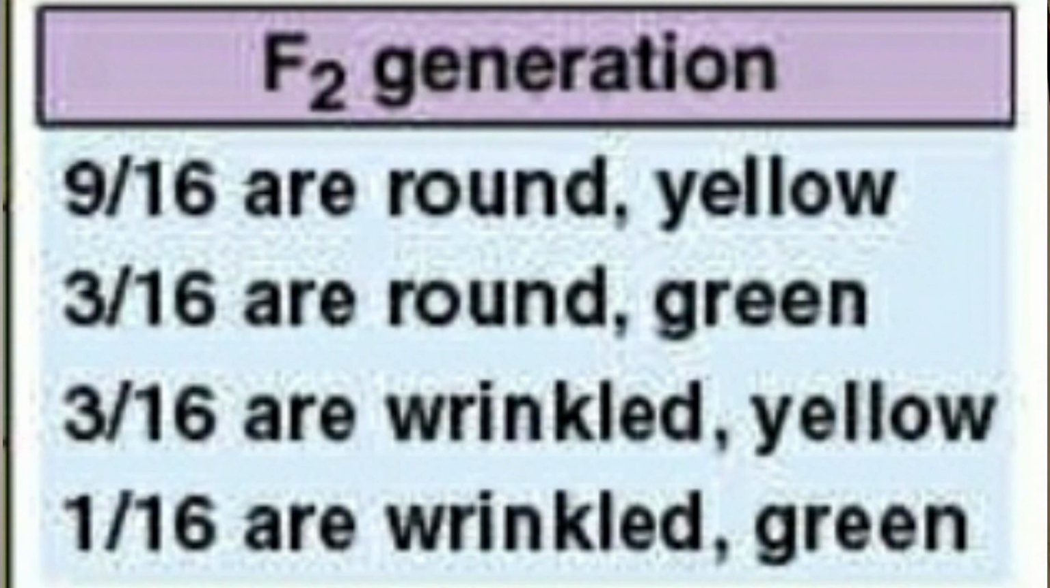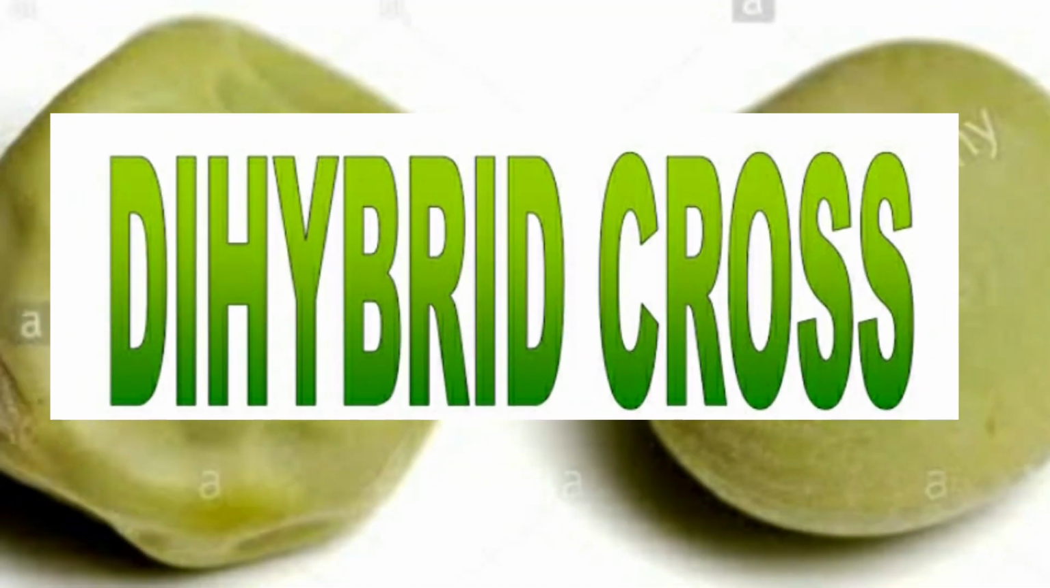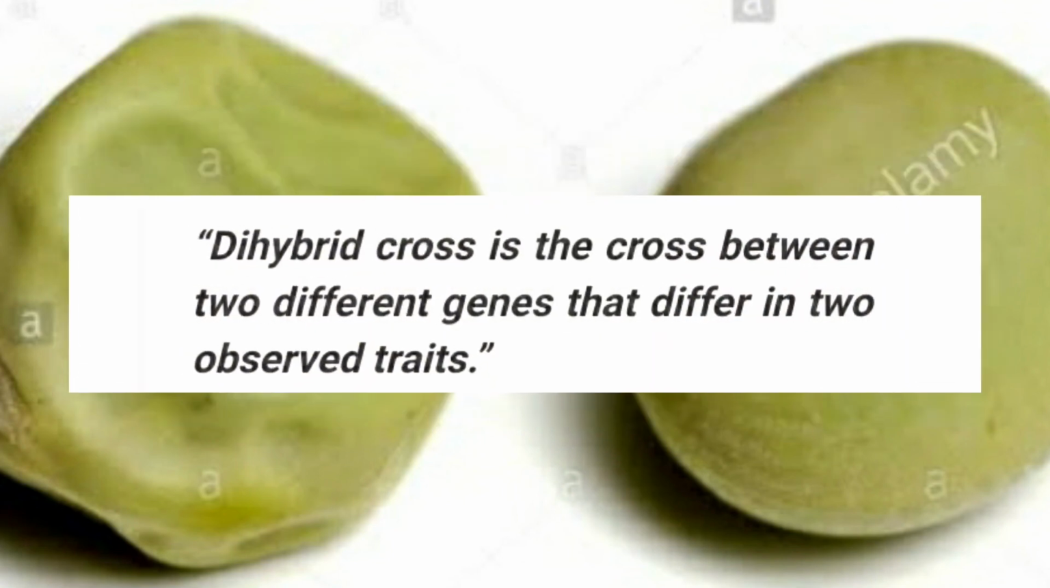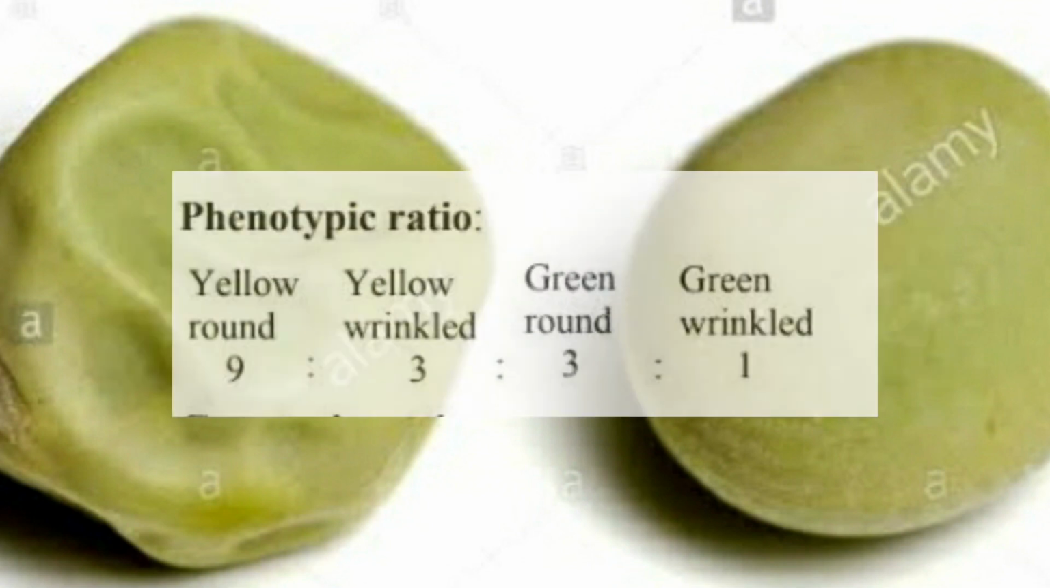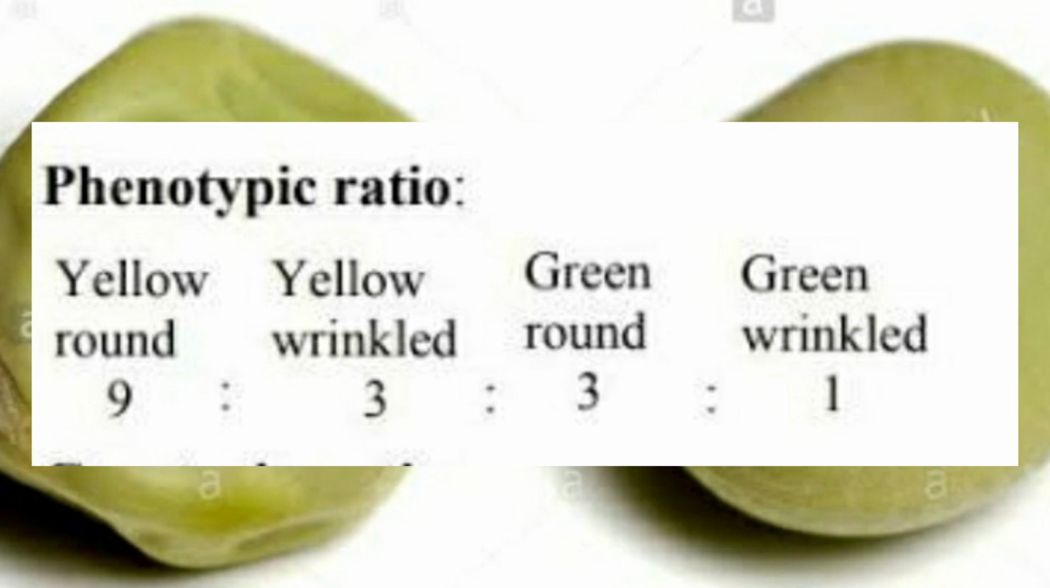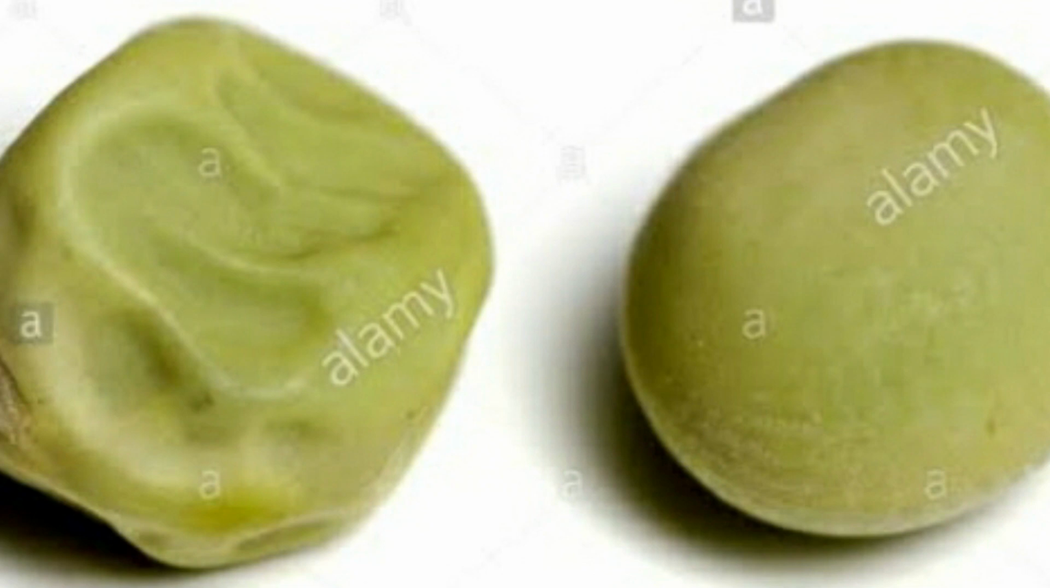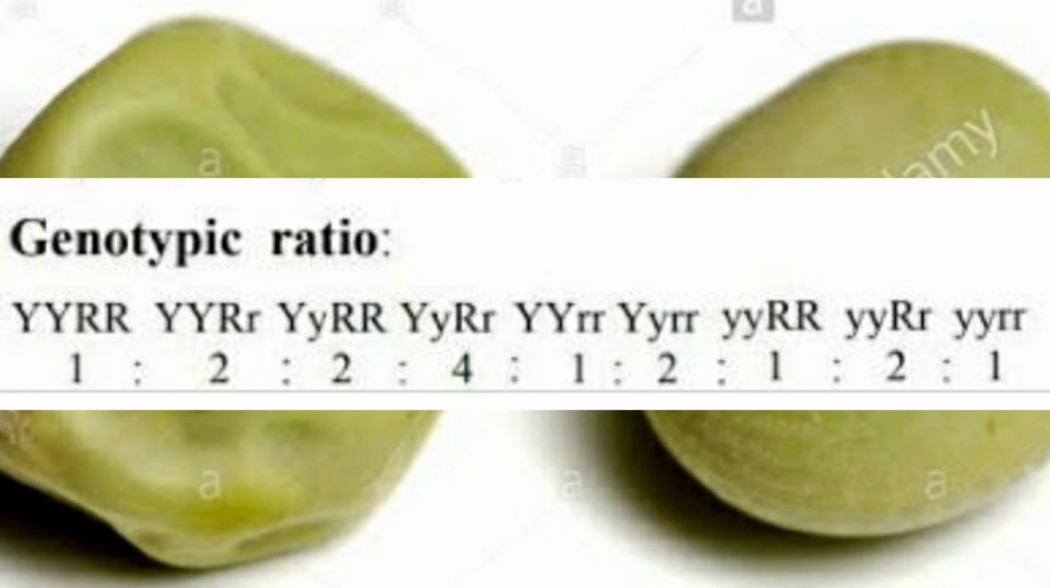I hope you have understood the dihybrid cross, children. As you all know, a dihybrid cross is the cross between 2 different plants differing in 2 different characteristics. You all understood, children? So a dihybrid cross is the cross between 2 different genes that differ in 2 different contrasting characters. And the ratio for the dihybrid cross F2 generation is 9:3:3:1 for phenotypic, children, and the other is 1:2:1:2:4:2:1:2:1, the genotypic ratio, children.